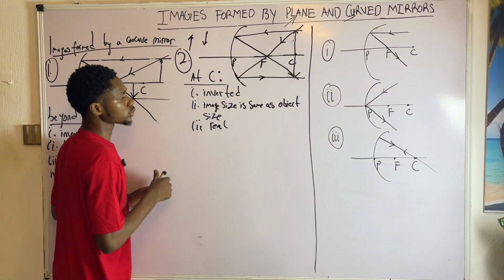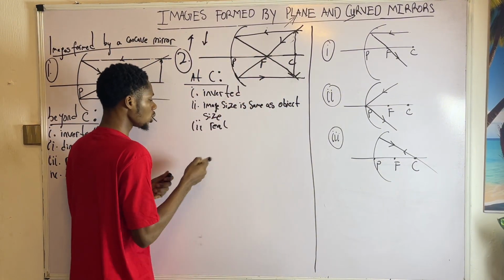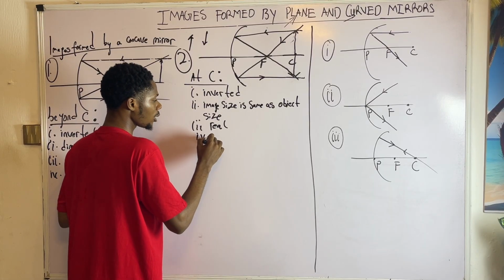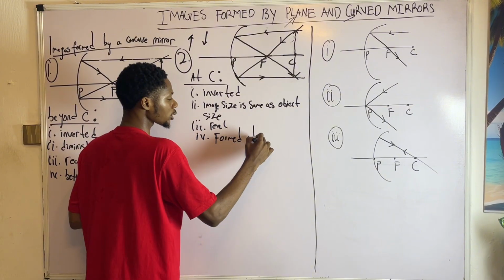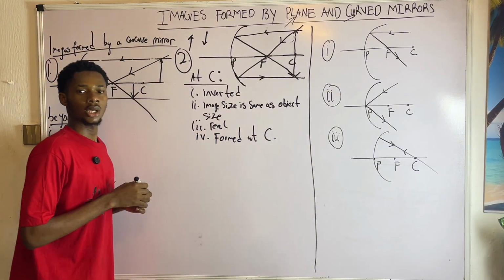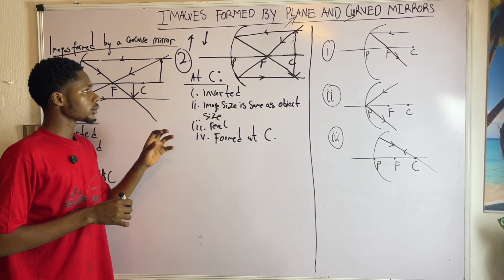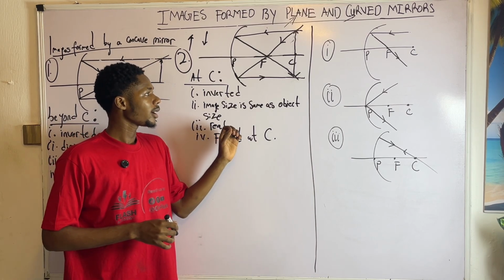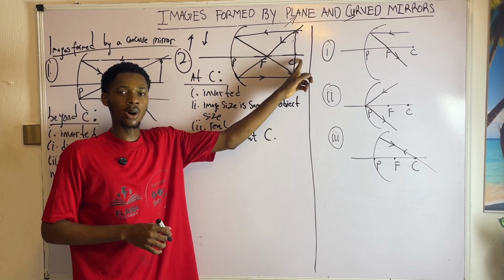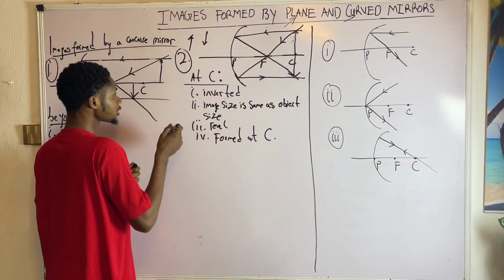Now what about the location? It is formed at C too. So the image is formed at C. So those are the properties that are seen whenever an object is placed at C. Okay, now let us check the third one.